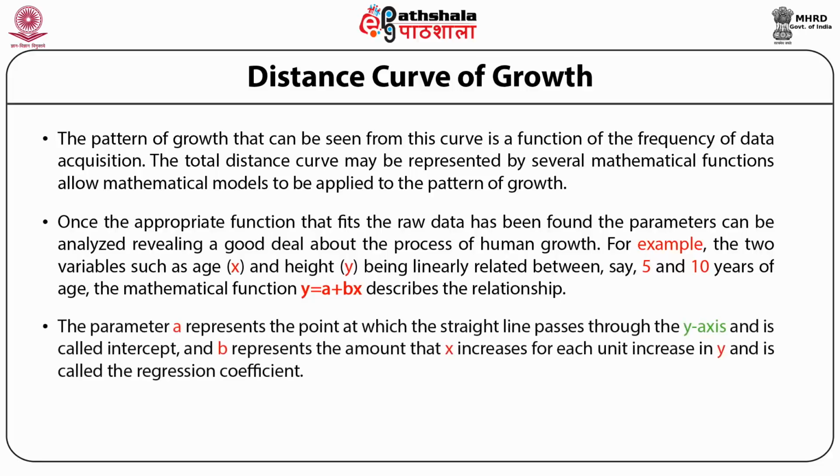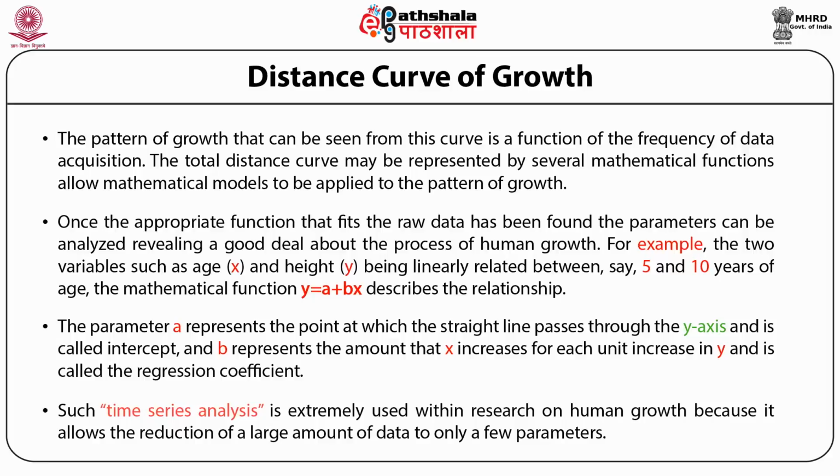The parameter a represents the point at which the straight line passes through the y-axis and is called the intercept, and b represents the amount that y increases for each unit increase in x and is called the regression coefficient. The fitting of this function to data from different children and subsequent analysis of parameters can provide information about the magnitude of the differences between the children and lead to further investigation of the causes of the differences. Such time series analysis is extensively used within research on human growth because it allows the reduction of a large amount of data to only a few parameters.